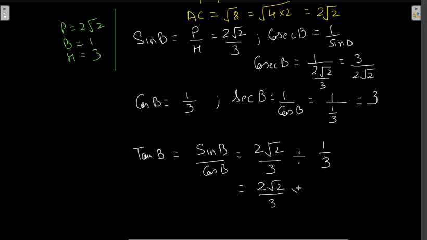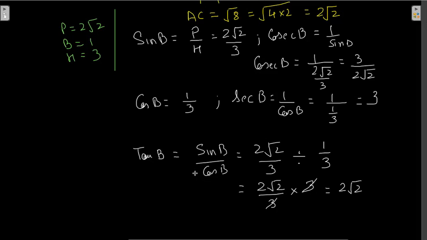And when we change the sign from division to multiplication, what we do is that we take the reciprocal of this. We change because we are changing the arithmetical operator. It becomes 3. When this 3 cancels with 3, the answer is 2 under root 2.